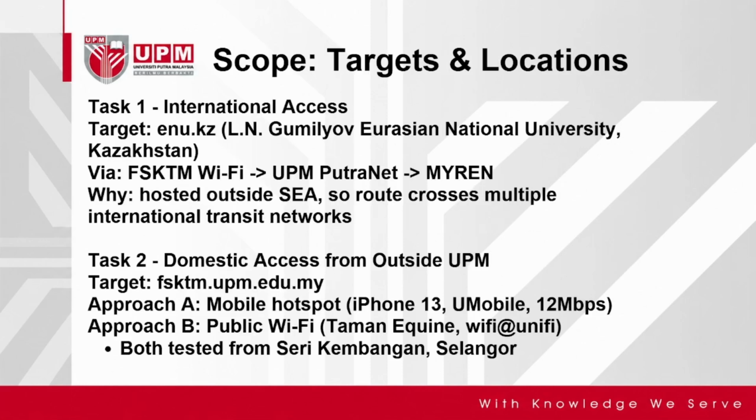Now, let's talk about the scope, targets, and locations. For task one, our target was Ino.kz, my home university in Kazakhstan, as accessed via the FSKTM network, the Wi-Fi through UPM's Putranet, out through MyREN. We picked it specifically because it's hosted outside Southeast Asia, so the route crosses multiple international networks. And task two, we tested our own faculty site, fsktm.upm.edu.my, from outside UPM, in the same location, Bangi, but with two different last mile connections: a mobile hotspot and public Wi-Fi, Taman Queen.